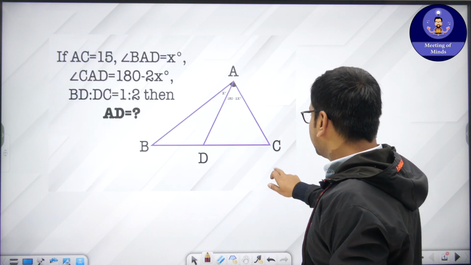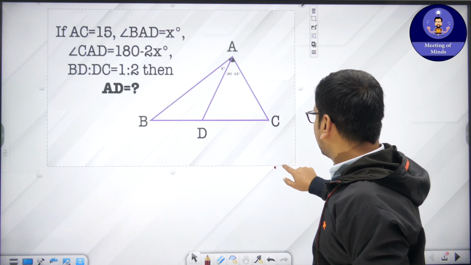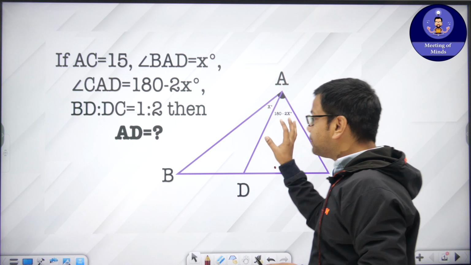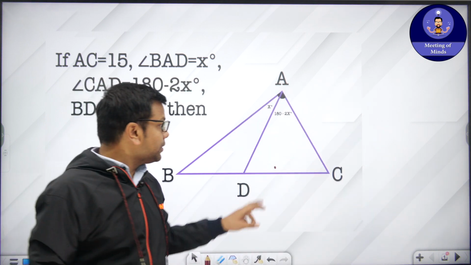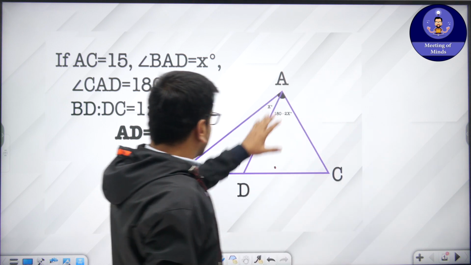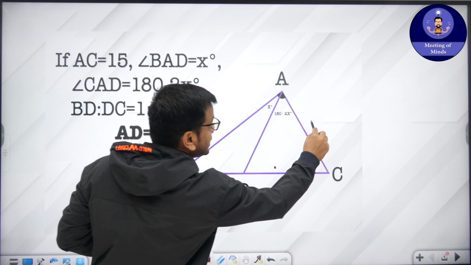So this one is our question. Okay, let's work on this one. So what is the question? We have a triangle in which one of the lines is given. So let's draw the figure. ABC is a triangle in which AC is 15. So our AC is 15.